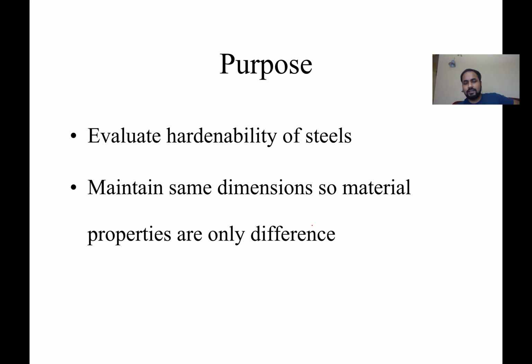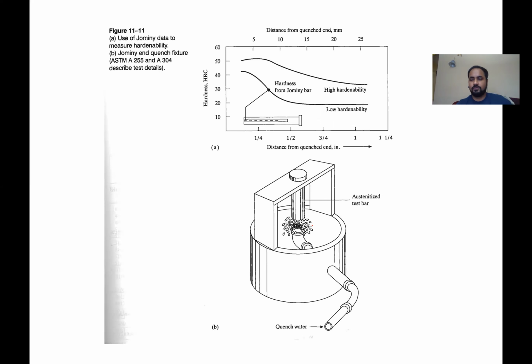So this is one test, Germany testing. Just quickly, what they do is, if you have a piece of metal here, you're cooling it from the end. This region is fast cooled, whereas this region will be slowly cooled, right? Because you have the water source at the bottom.